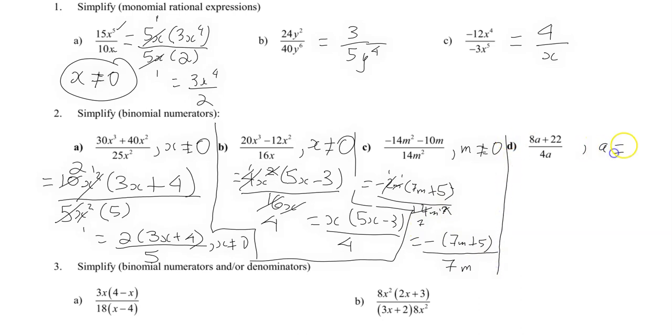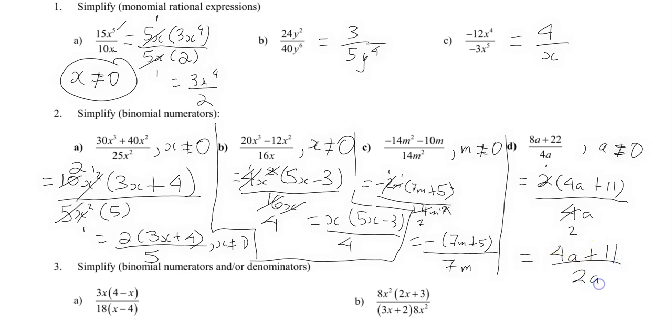Here, it's a monomial denominator, so a can't be 0. Biggest number that goes into 8 and 22 is 2. So this will be 4a plus 11. And in the denominator, 4a, cross off the 2, cross off 4 is a 2. So we are left with a 1, so we've got 4a plus 11 over 2a.